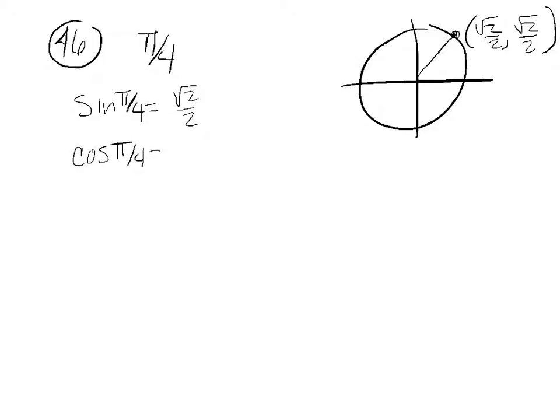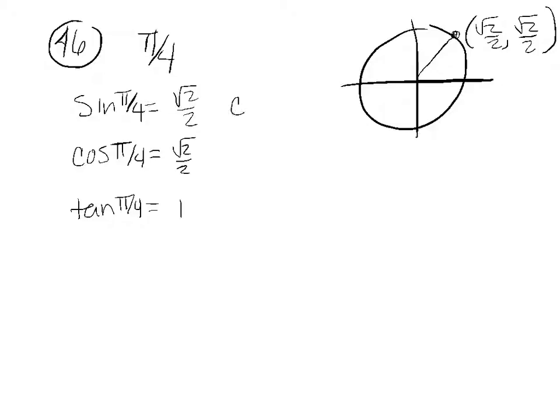Cosine of pi over 4 is the x value, so root 2 over 2. Tangent of pi over 4 is the y value over the x value, which is just going to be 1, right? Because it's the same thing. Y and x are the same thing.